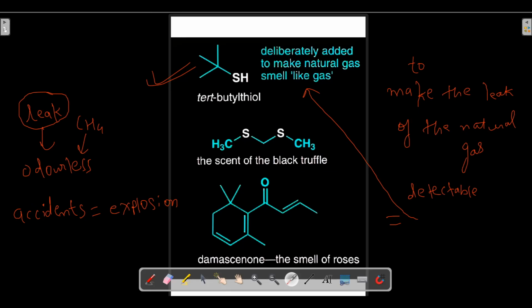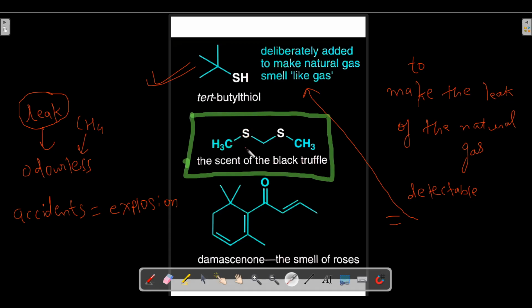Now, what is the substance responsible for the smell of a black truffle? The scent of the black truffle is because of this sulfur compound. Over here one carbon is there, over here one methyl group is there, over here also one methyl group is there, and here it is sulfur, here it is sulfur. So this is a sulfur compound, and this sulfur compound is responsible for the scent of the black truffle.